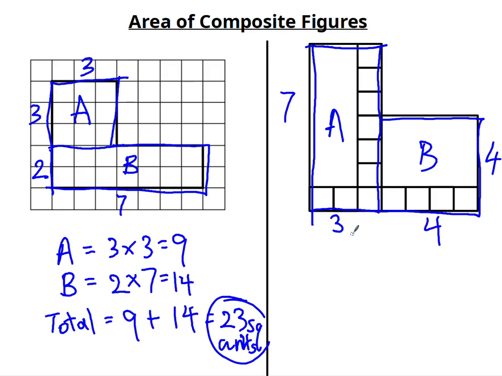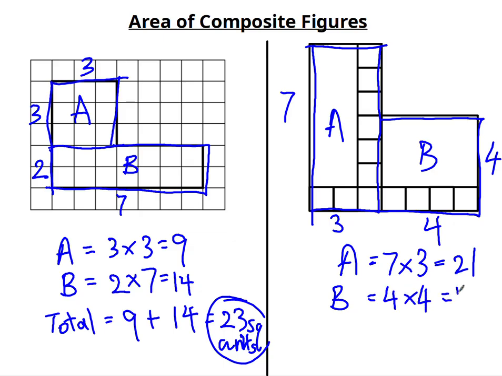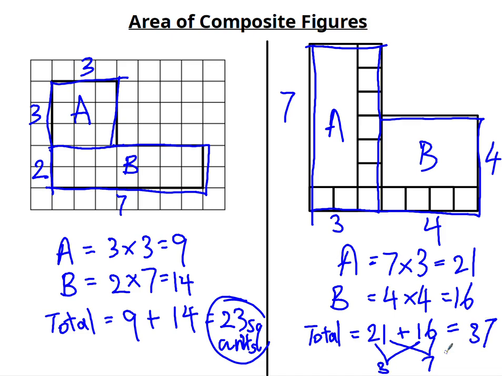Area A equals 7 groups of 3 equals 21 square units. Area B is 4 times 4 equals 16. Your total is going to be combining these two together. 21 plus 16. 1 plus 6 is 7. 20 plus 10 is 30. Your answer should be 37 square units.